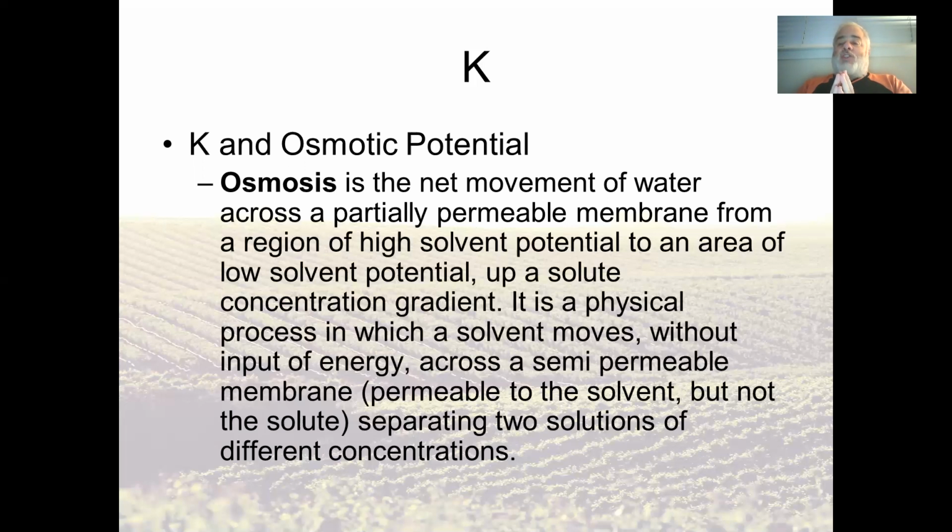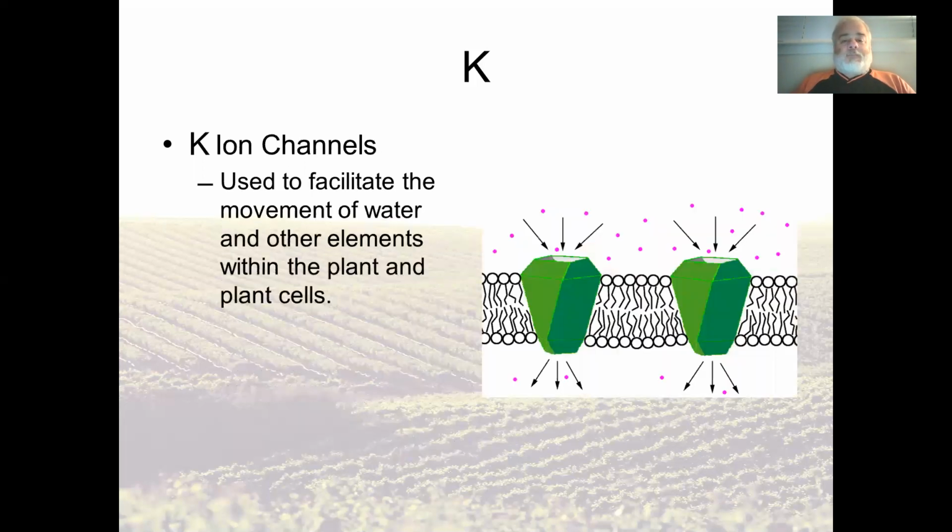You want to close the stomata? Pump potassium out. Now you've got low potassium in the guard cells, higher potassium outside the guard cells, so the water follows the higher salts. It follows the salt out. And so the stomata close. All right? So that is potassium and how it works with osmotic potential.